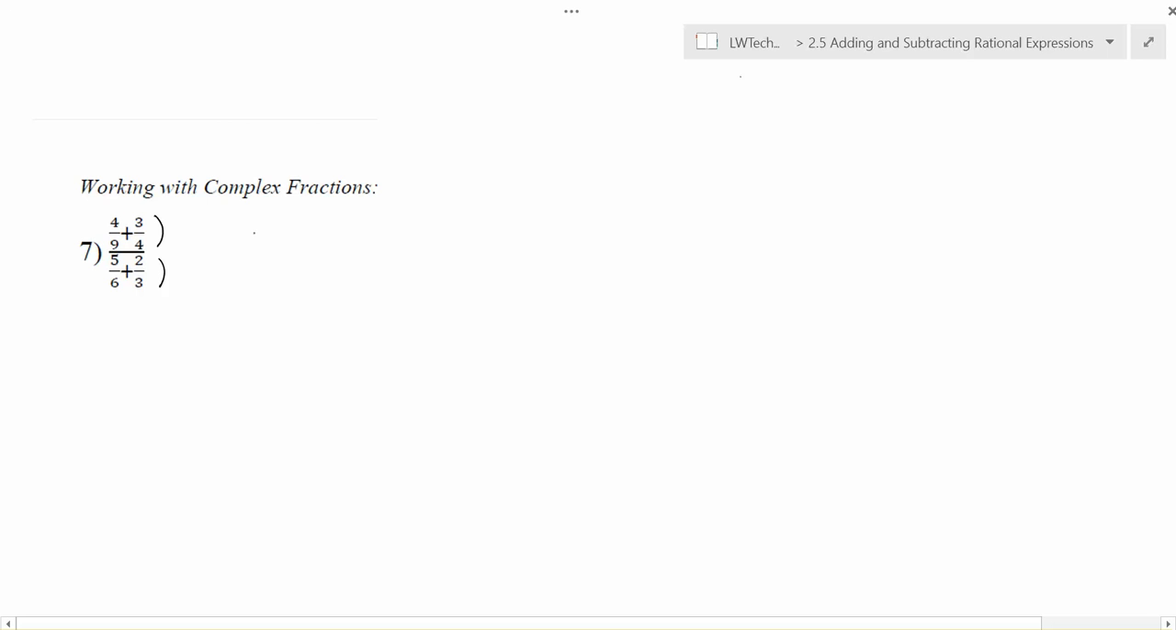bottom. So if we wanted to write this a different way, we'd have 4/9 plus 3/4 on the top, and we're dividing that by 5/6 plus 2/3 on the bottom. So when you first see a complex fraction, the first thing you want to think of is stop. Think of it as two different expressions that are being divided. Once you've done that, we have rules for dividing with fractions, and it's all about multiplying by the reciprocal.